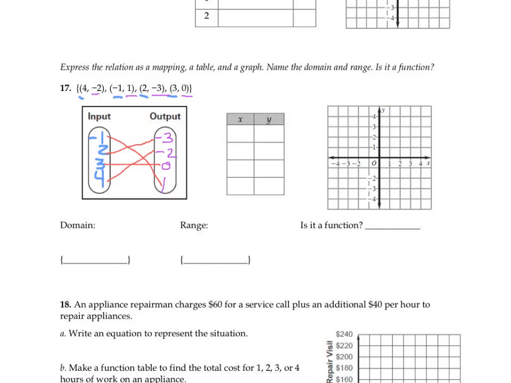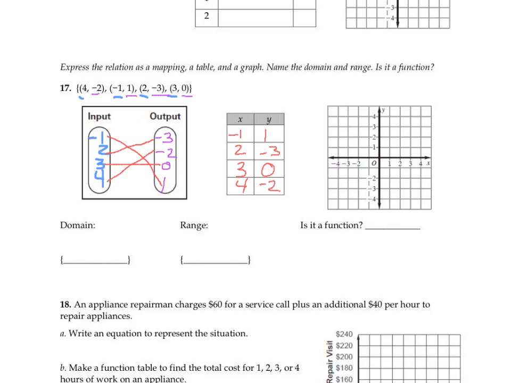For this, we should be writing our x's in order. So our inputs are going to go in order. So we have -1, 2, 3, 4. And then we would put our y values matched up to their values. Looking back at the coordinates, -1 is paired with the y value of 1. 2 is paired with the y value of -3. 3 is paired with the y value of 0. And 4 is paired with the y value of -2.